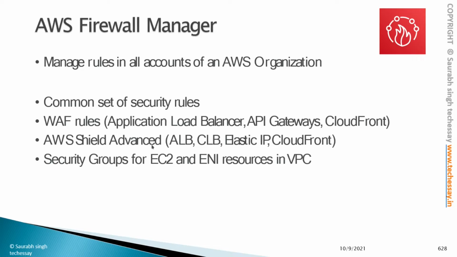Basically, AWS Shield Advanced can also be used with ALB, CLB, Elastic IP, and CloudFront, whereas the security group is for EC2 and ENI resources in a VPC. So always remember, web application firewall rules can work with these, and AWS Shield Advanced can also work with these, but there is a difference. AWS Shield Advanced can also work with Elastic IP, but web application firewall does not work with Elastic IP. And security group is basically for EC2 and ENI resources within a VPC. So let's move further.